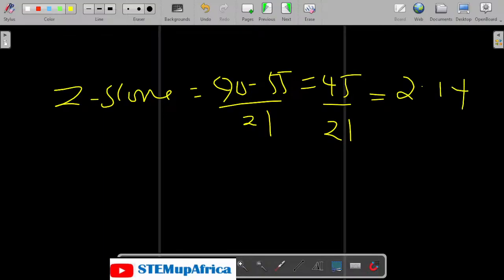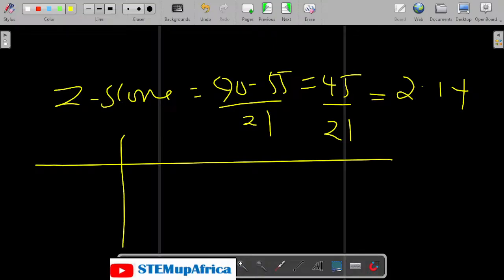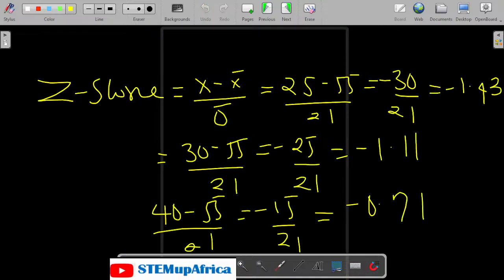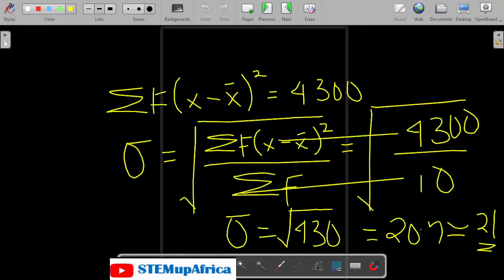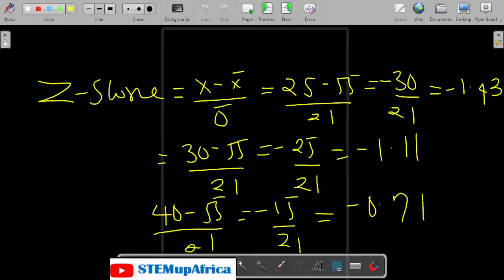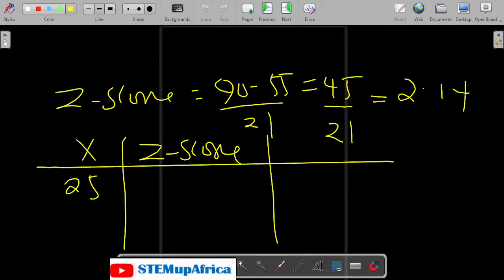After which you now draw the table. You say X, you say Z score. So what is the first X we got? The first X is 25. So here it becomes 25. What is the Z score for 25? Z score for 25 is minus 1.43. So here becomes minus 1.43. That's how you do it.